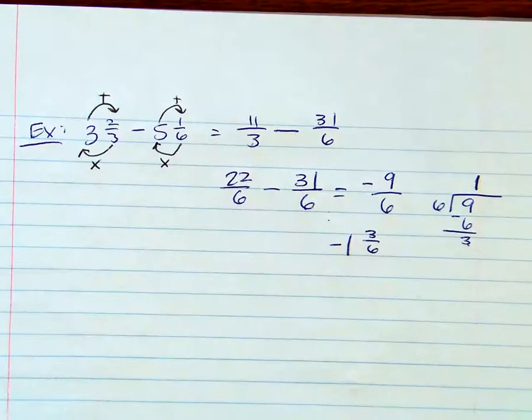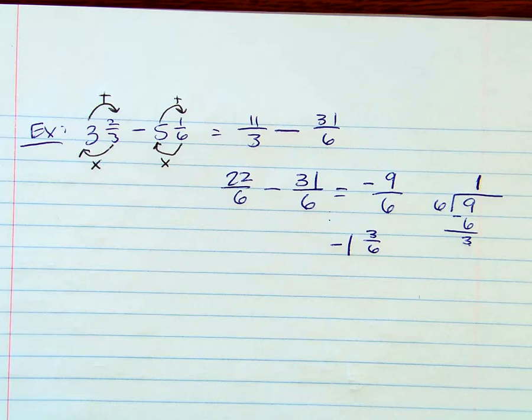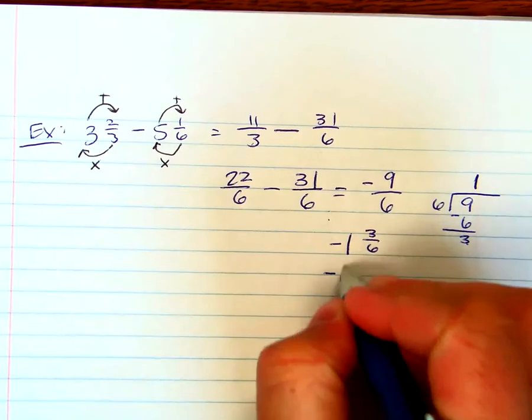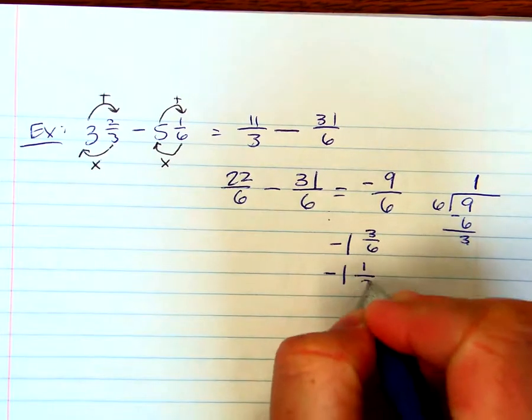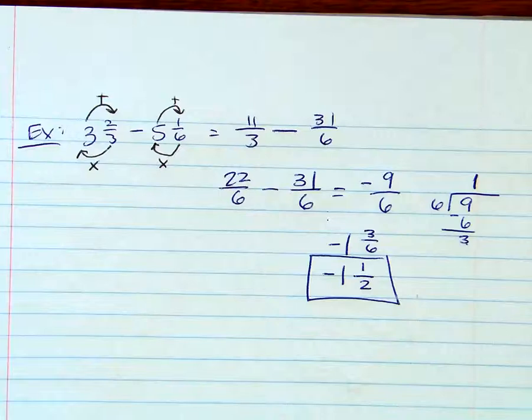3 over 6 can be reduced, though. What number goes into 3 that also goes into 6? 3. So 3 goes into itself once, 3 goes into 6 twice, and that will be our final answer.